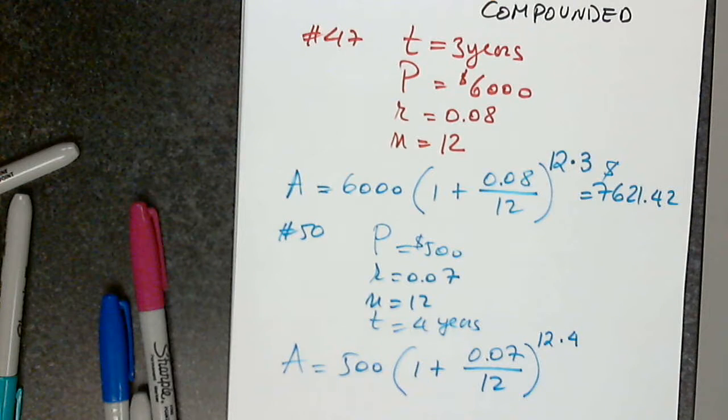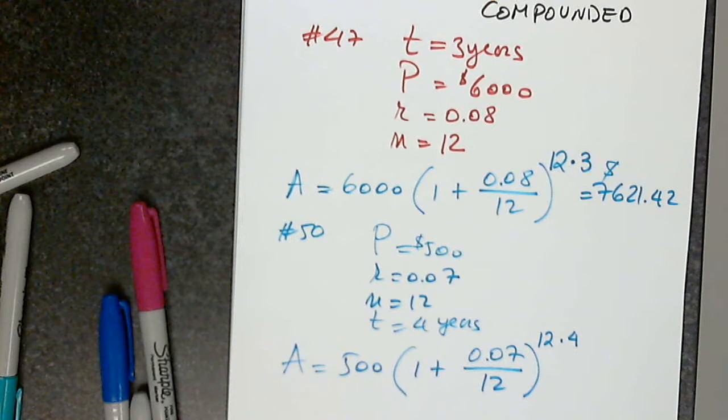No one can do this by hand. So 500, parentheses 1 plus 0.07 divided by 12. Don't forget the caret. Don't forget parentheses. 12 times 4, unless you put 48. Multiply by 4, close the parenthesis, and press enter.